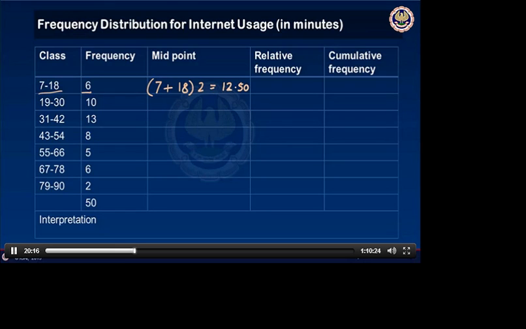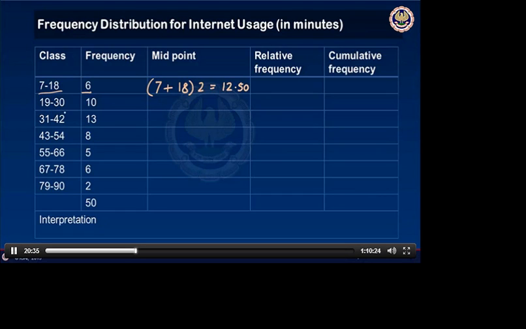Now remember, why we calculate midpoint? Because whenever we make a frequency histogram, we require the midpoints. So midpoint, basically why we do it? For making histograms. If you have to put this data in a pictorial or a graph presentation. So we can do it for the next class interval.